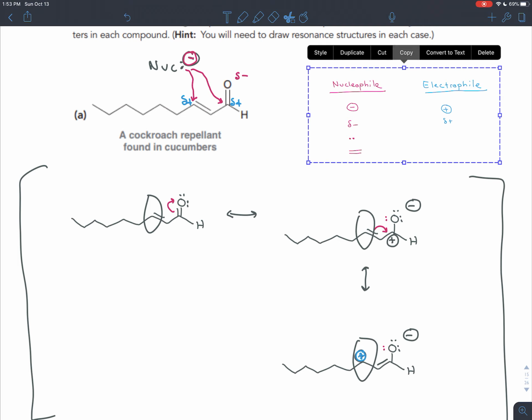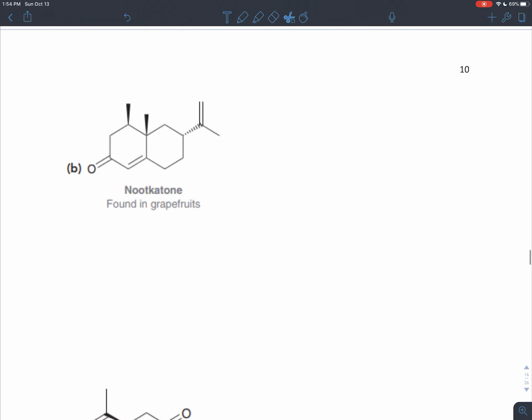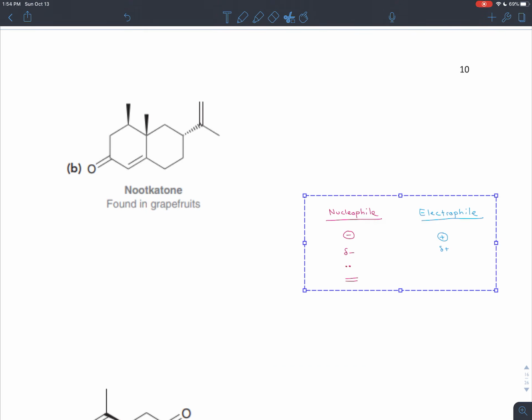So let's go through that thought process again. We want to identify the 2 nucleophiles in each of these molecules. The 2 electrophiles in each of these molecules. So Nootkatone is found in grapefruits. If a nucleophile were going to attack this molecule, where would it attack? Well, we definitely have a slightly positive carbon double bonded to the oxygen. So that's definitely one place.